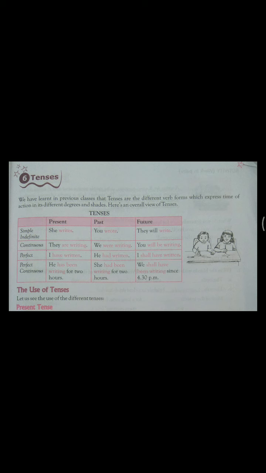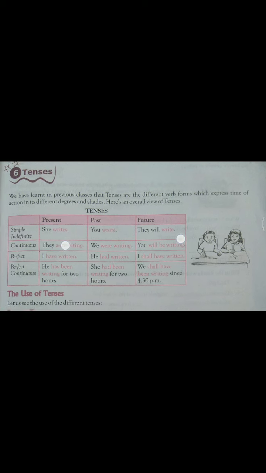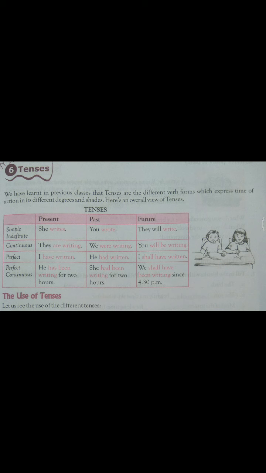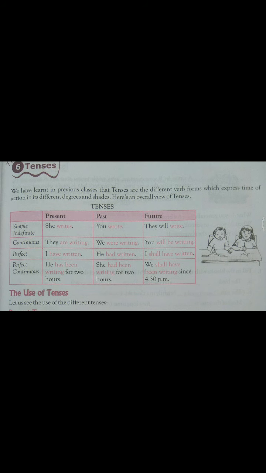Well, as we can see, we have learned in previous classes that tenses are the different verb forms which express time of action in its different degrees and shades. So here is an overall view of tenses. If we recap, we can say the tenses are the form of the verb which express time of action. Suppose an action takes place, we can categorize it primarily in three time slots.